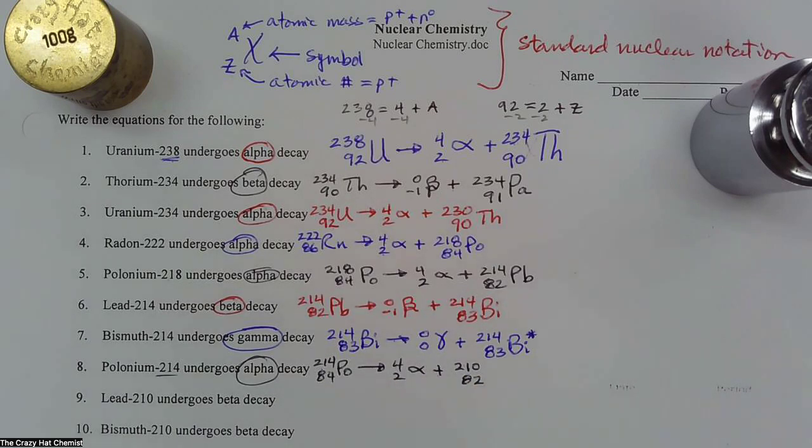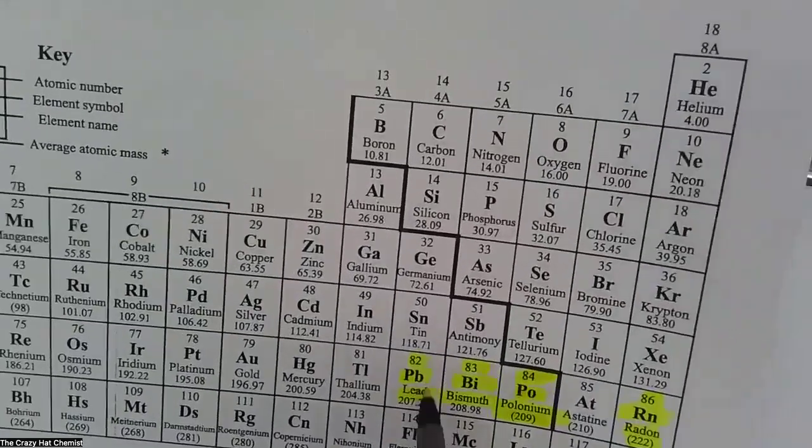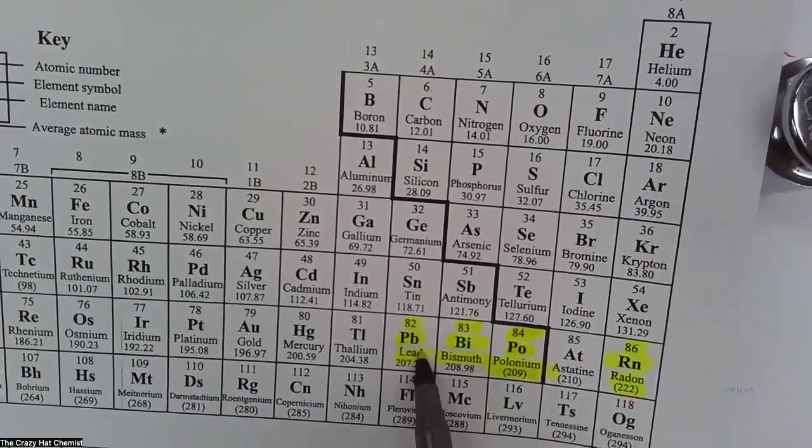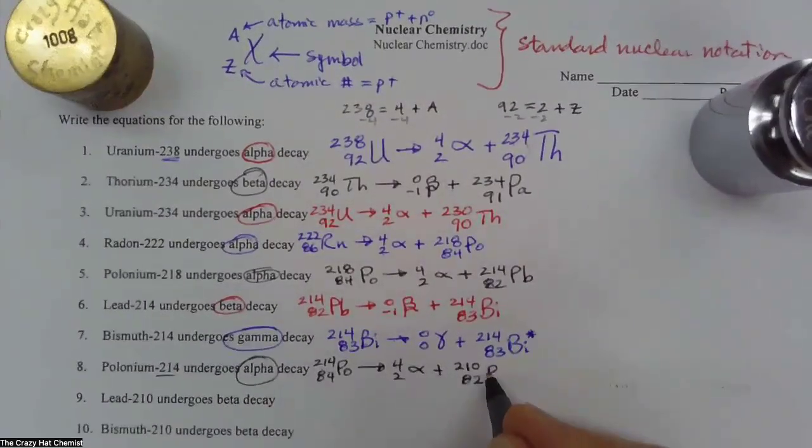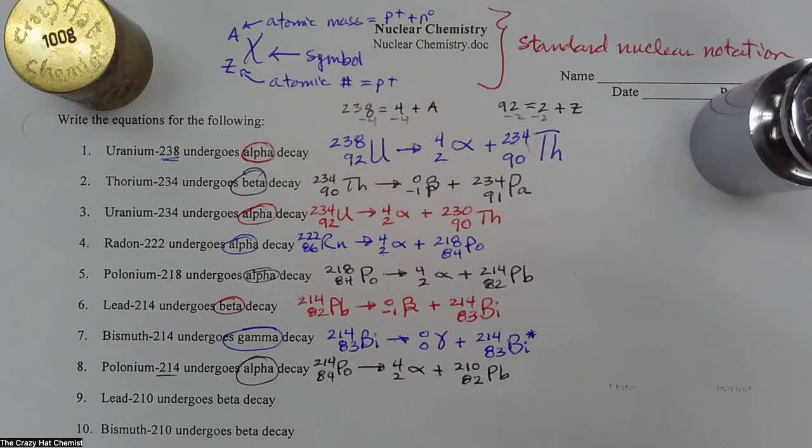I'm going to look up 82 on our periodic table. I'm going to find that element. 82 is Pb for lead. This is Pb. Perfect. All right. The next one here is number 9, and that's lead-210 undergoes beta decay.